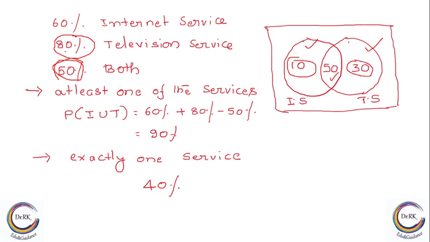If you see here whether what we have done is right or wrong: how many are getting internet service? 60%, that is 10 plus 50. How many are getting television service? 50 plus 30. And how many are getting both? 50%. Once we have clarity, just for our understanding, what does this 10 stand for? Getting only internet service. And what does this 30 stand for? Getting only television service.